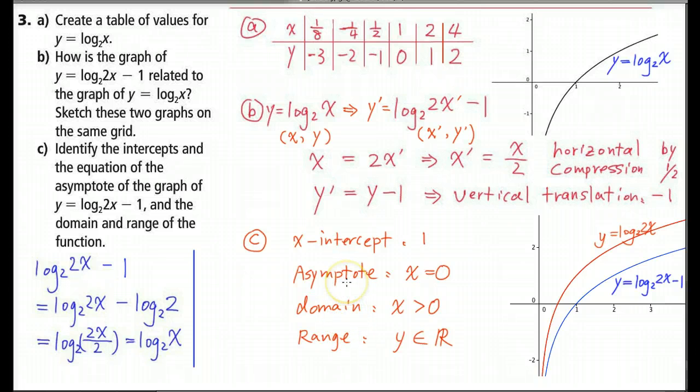And since it's the same as the original form, the x-intercept, asymptote, domain, and range are just the same as the original function. You can tell right away the x-intercept is just (1, 0). That's the point. The asymptote is x equals 0, that's the y-axis. And for the domain, x can never be negative or 0. This is an asymptote, so it would never touch the y-axis. But the range goes from negative infinity to positive infinity, so of course it belongs to the real numbers. Okay.